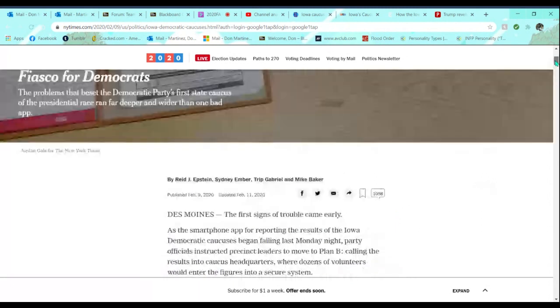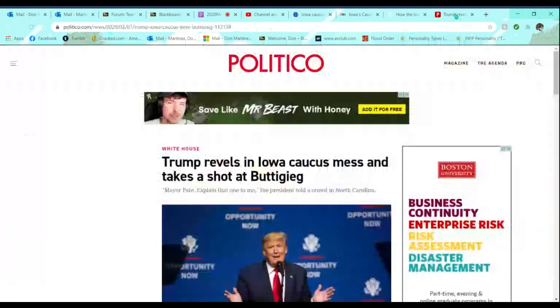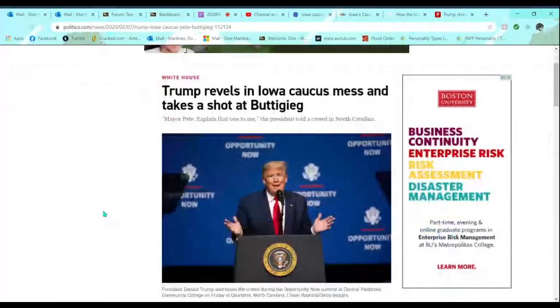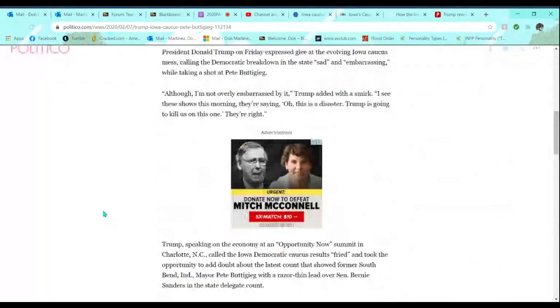Okay, so that is the New York Times article. It goes on from there. We got the last one, which is from Politico. The Politico article is titled "Trump Revels in Iowa Caucus Mess and Takes a Shot at Buttigieg." Okay, first couple screens on this, and then we'll conclude this.